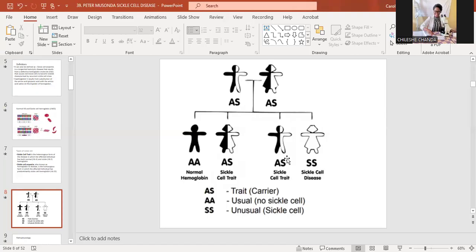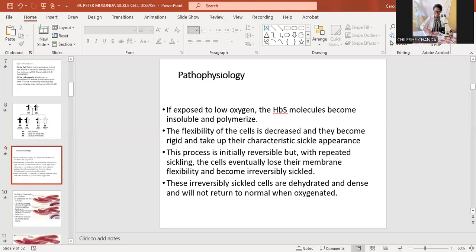So 50% of the children of these two are going to have the sickle cell trait, and these are also known as carriers. And then 25% are going to be normal, without the trait or the disease, and 25% are likely to have the disease.